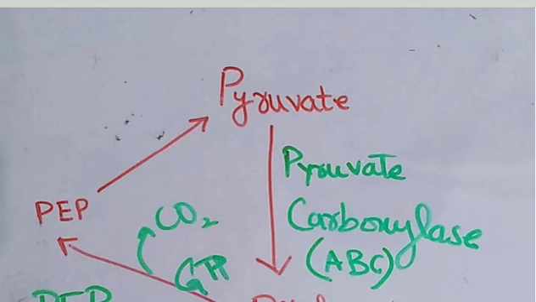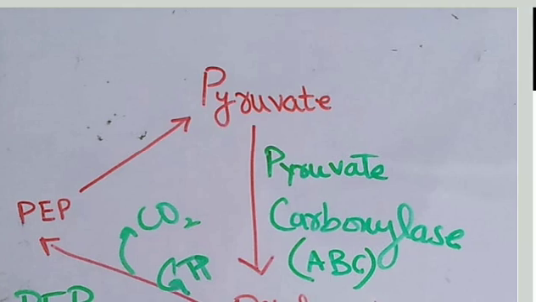Next, we can see that when oxaloacetate is converted into phosphoenol pyruvate, we have the enzyme phosphoenol pyruvate carboxykinase, which is responsible for the removal of carbon dioxide here, and a molecule of GTP is used. So in this process, pyruvate is converted into phosphoenol pyruvate, and once we are able to form the phosphoenol pyruvate, the next steps of glycolysis are reversed.